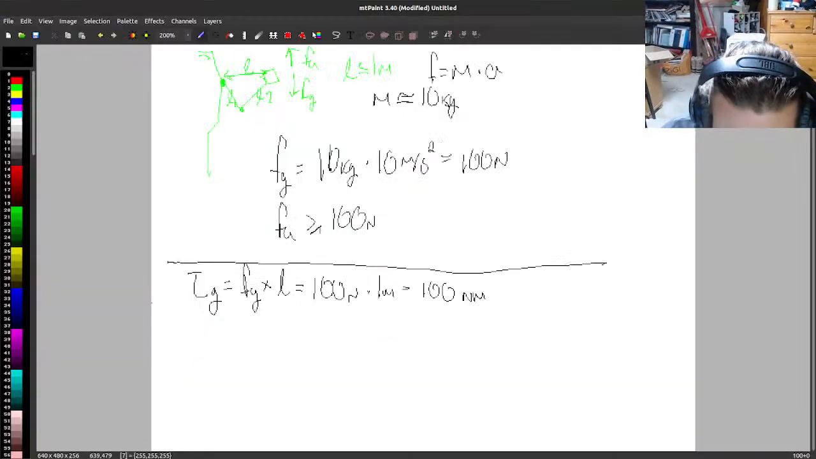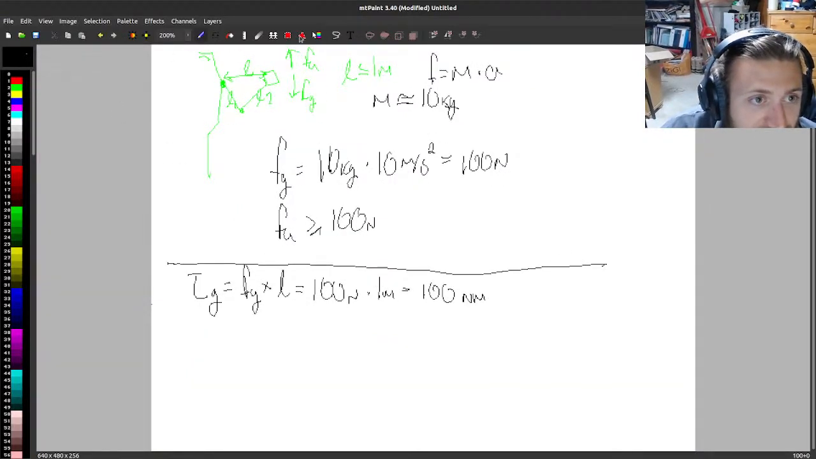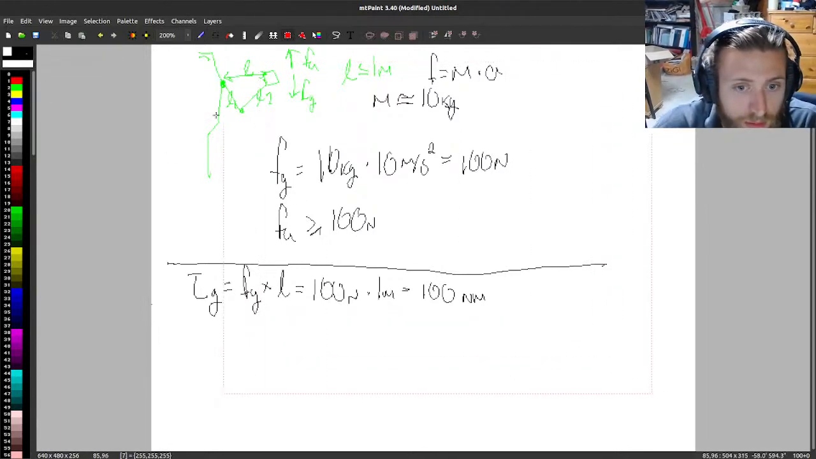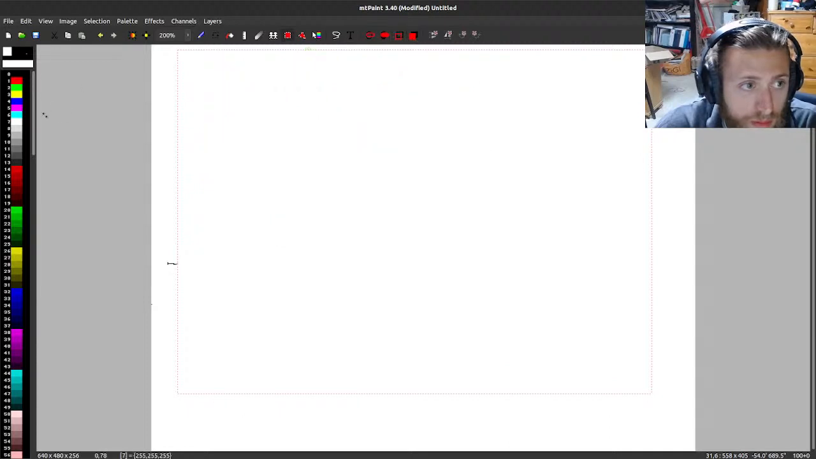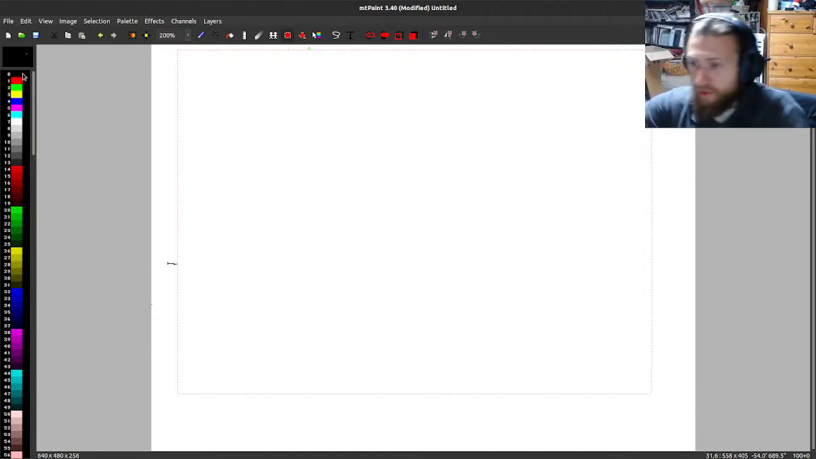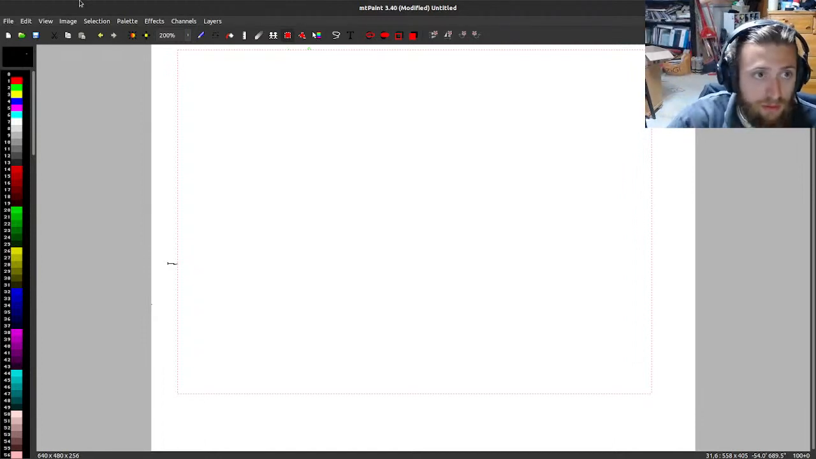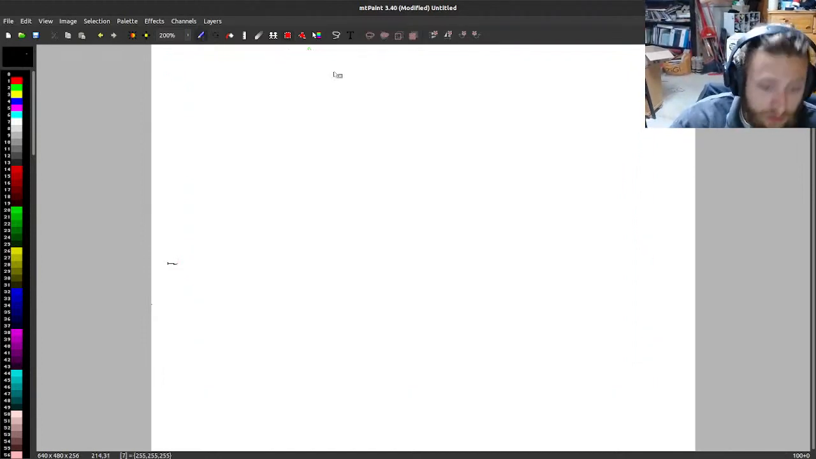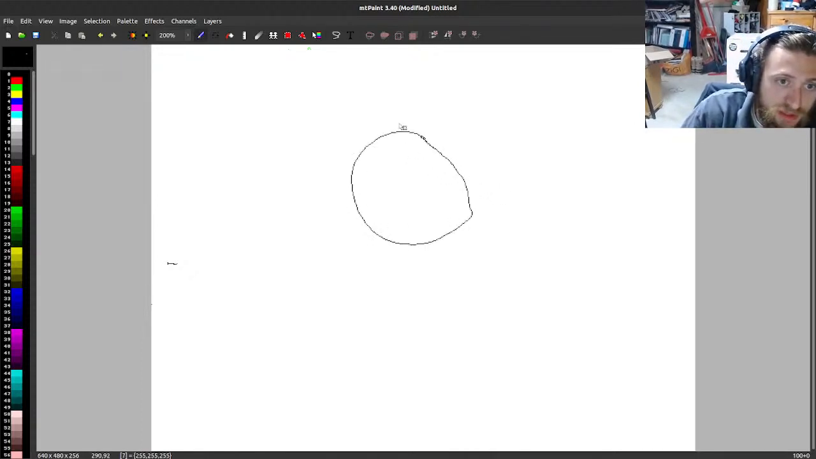I have a better idea. Let me pull back my tablet here. So, let's imagine it's like this. Wow, that's surprisingly circular. One, two, three. Let's imagine these properly go around, but for the sake of explanation, this is good enough.